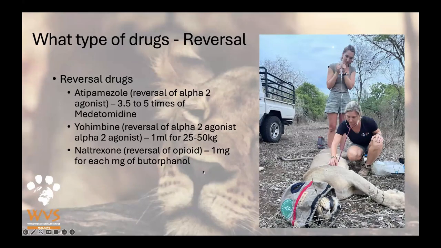Naltrexone is the reversal of the opioid. So if you use, for example, BAM or BMM, we would give a reversal for the alpha-2 agonist, and we would give a reversal of the opioid.